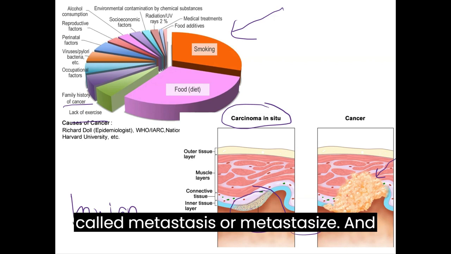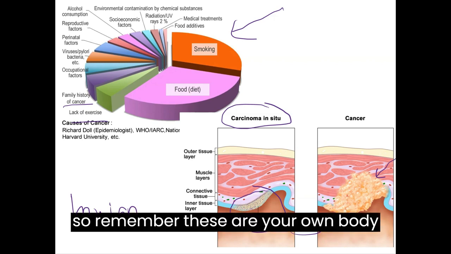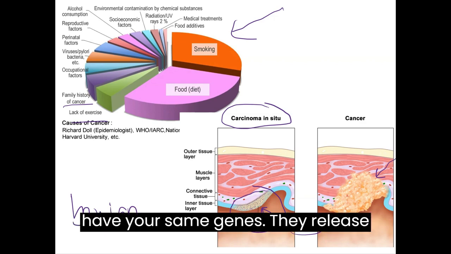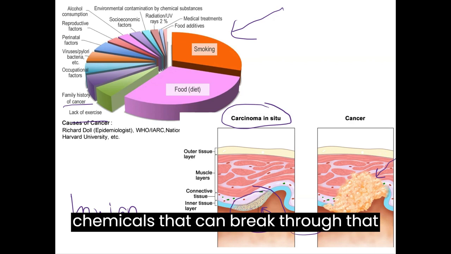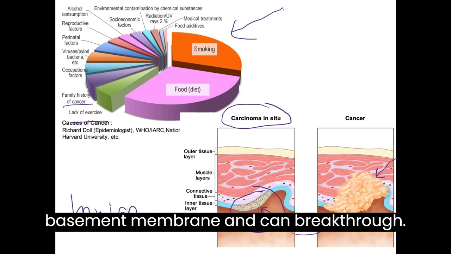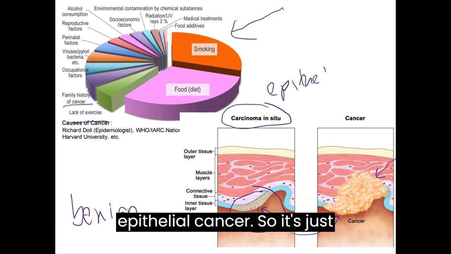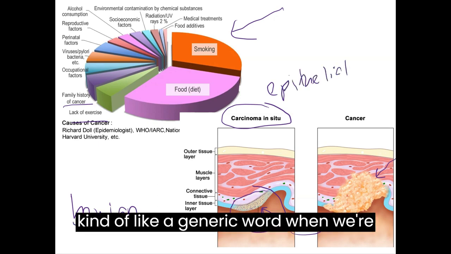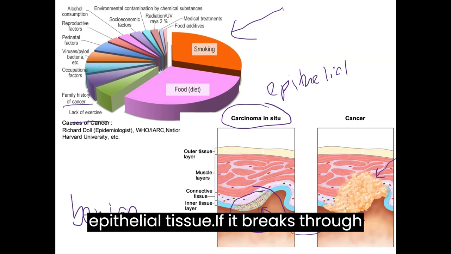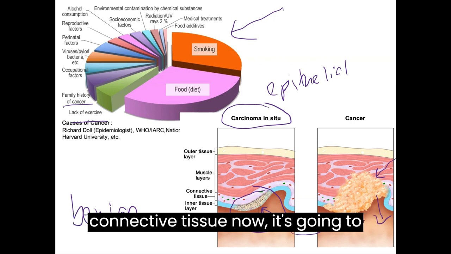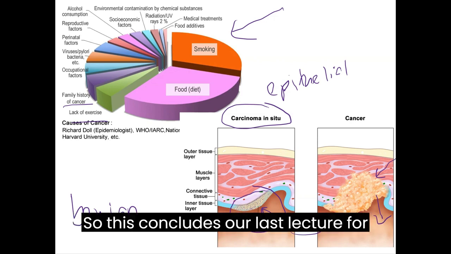That's called metastasis, or to metastasize. Remember, these are your own body cells. They have your same genes. They release chemicals that can break through the basement membrane. A carcinoma, by the way, is an epithelial cancer. It's just a generic word for anything that affects epithelial tissue. If it breaks through the basement membrane and gets into connective tissue, now it's going to spread, and now we have cancer. So this concludes our last lecture for Chapter 4.